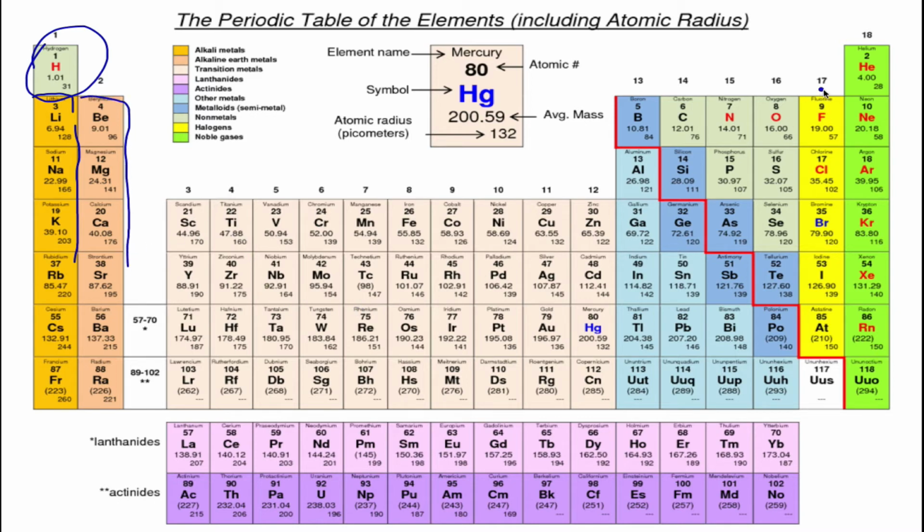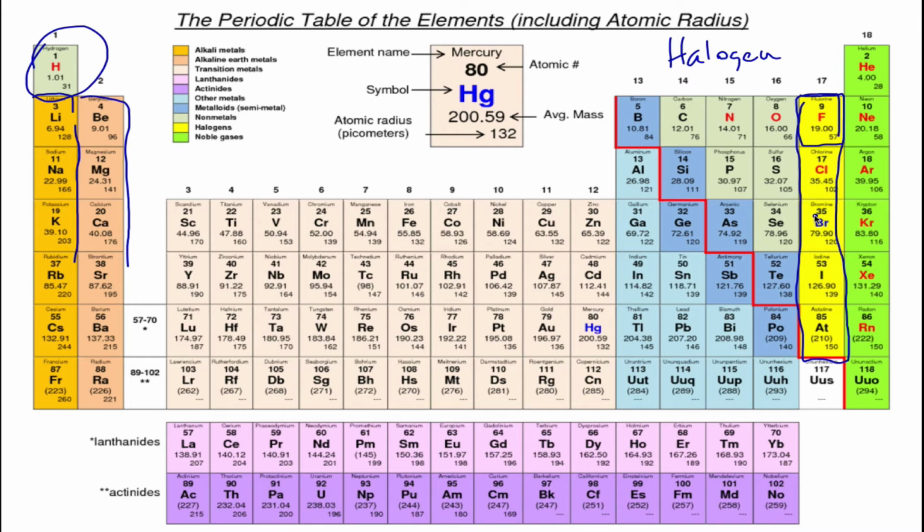Another group that contains only nonmetals is the halogen group, group 17. So these are the halogens, and they include fluorine, chlorine, bromine, iodine, and astatine. And group 17, this is the most reactive of the nonmetal groups. It has 7 valence electrons. In fact, fluorine is the most reactive nonmetal on the periodic table.